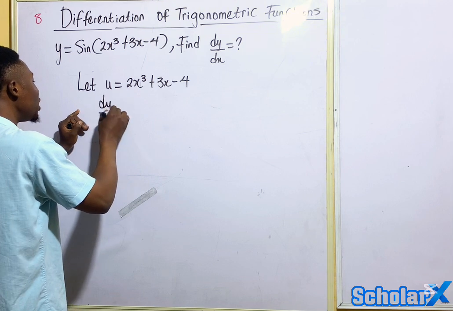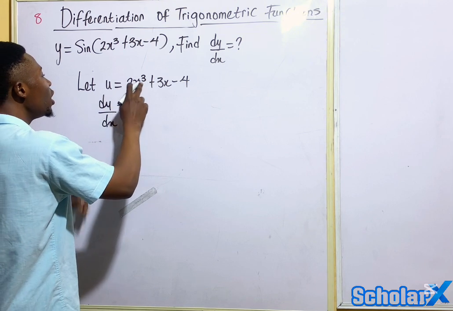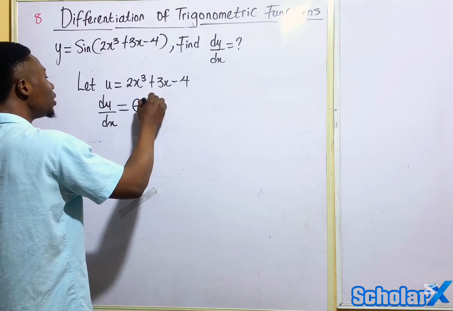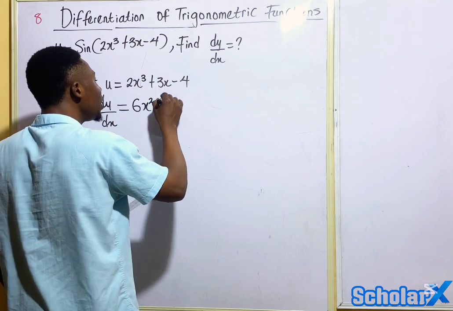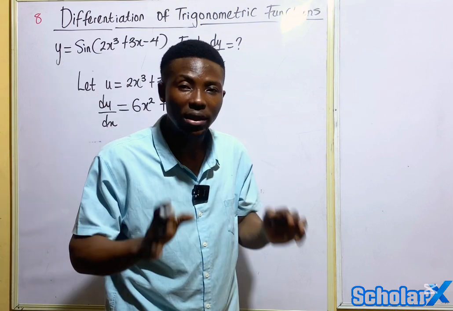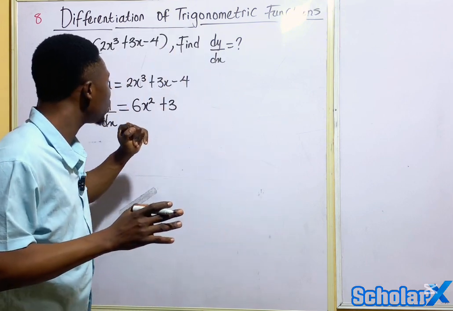So it becomes du/dx is equal to, if you differentiate this, 3 times 2 gives us 6x. Subtract 1 from 3, that gives us 2. Differentiate 3x, you're going to have 3. Differentiate minus 4, of course, it gives us 0, because minus 4 is a constant.